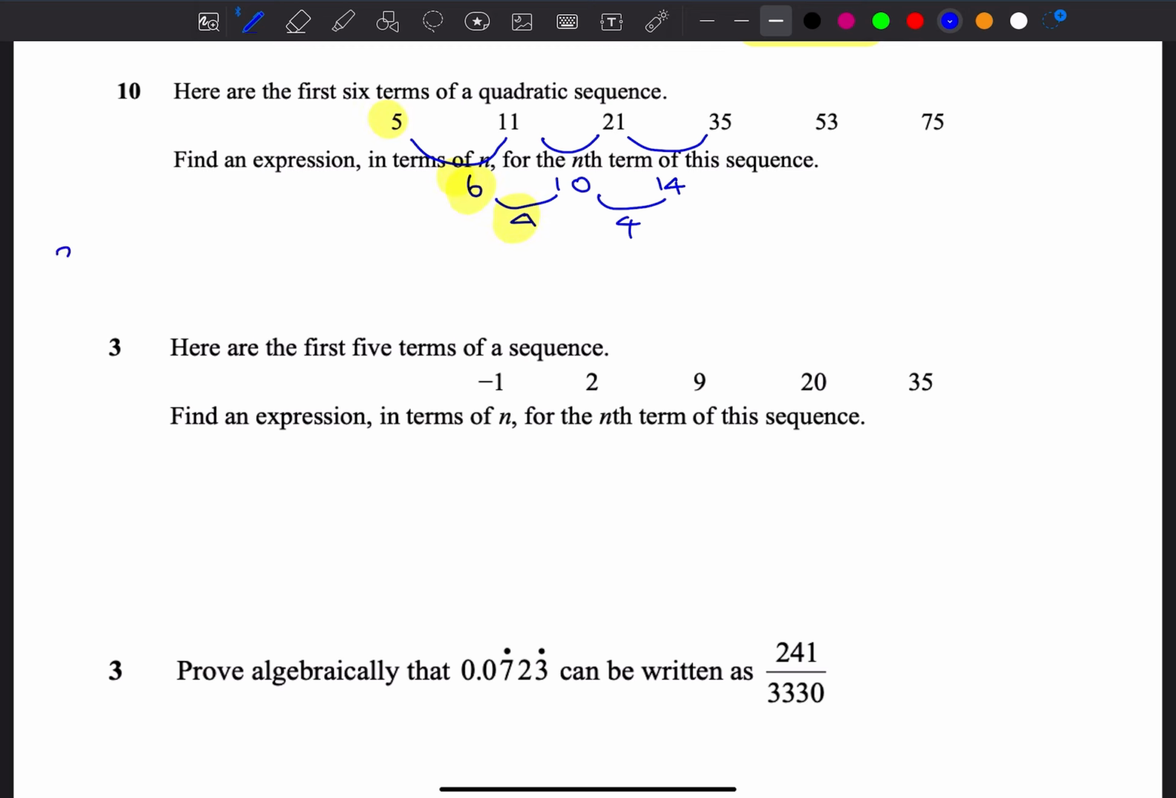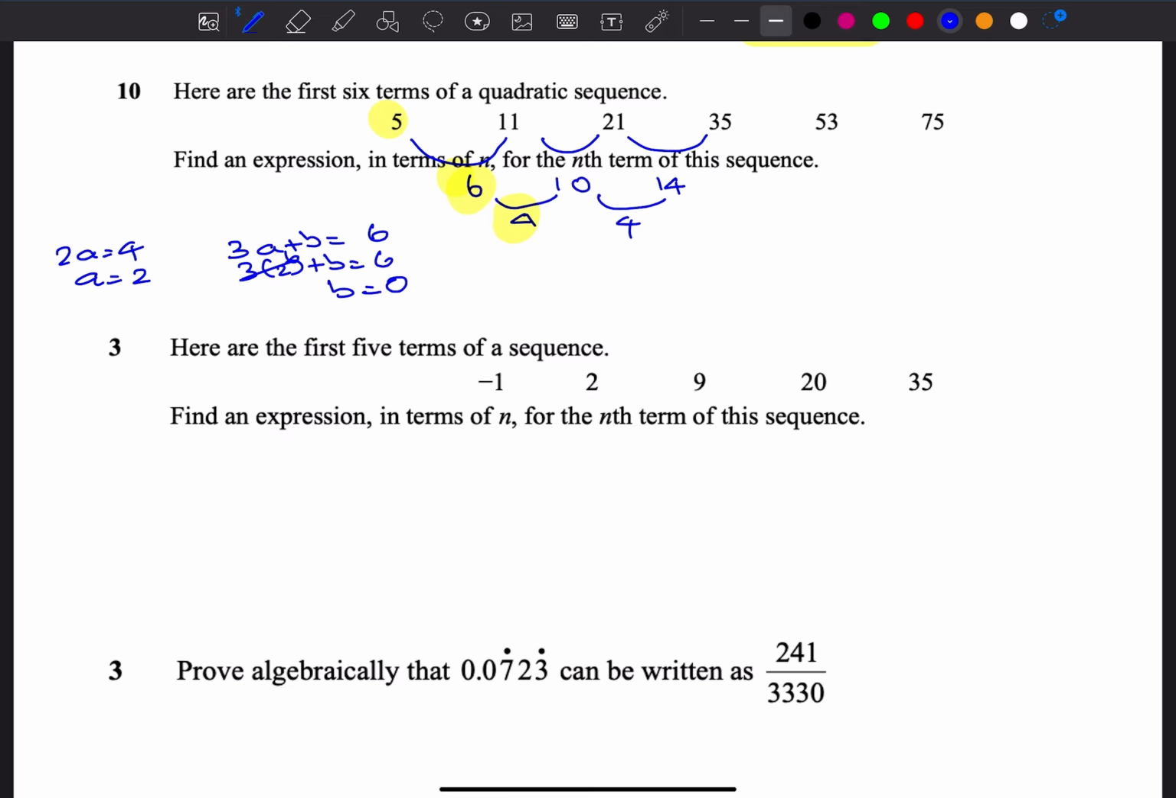First, you start with 2a, which is the number 4. a is divided by 2, so that's 2. Next one, 3a plus b. Remember, 3a plus b equals what number is that? 6. 3a is 3 times 2, which is 6, plus b equals 6. Take away the 6. That will give you 0.